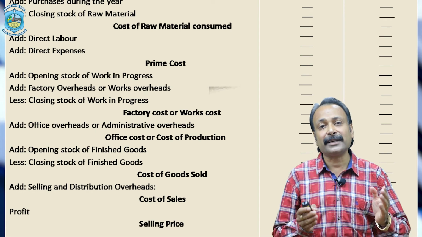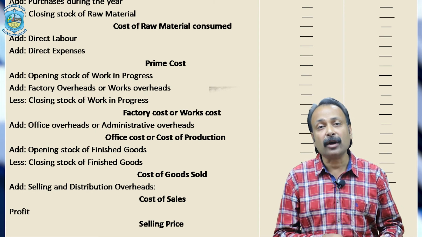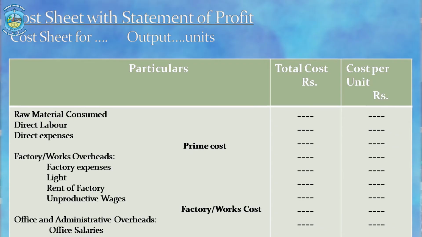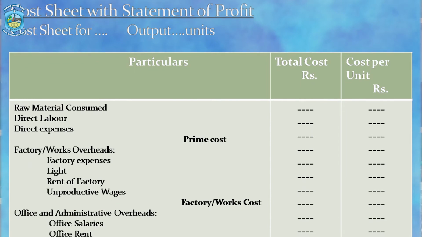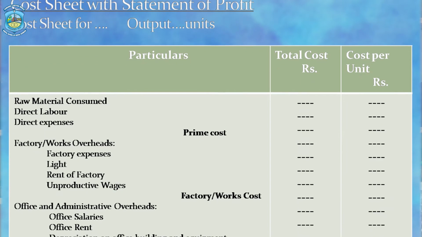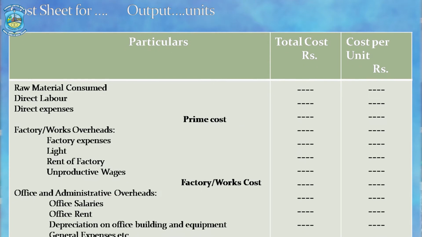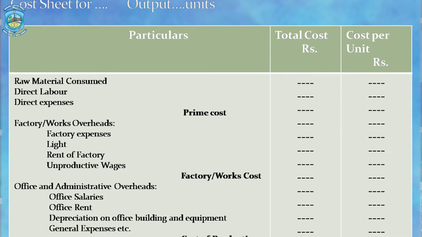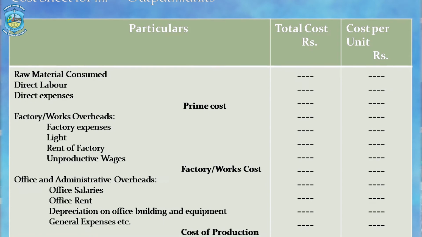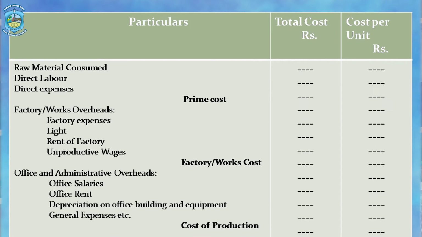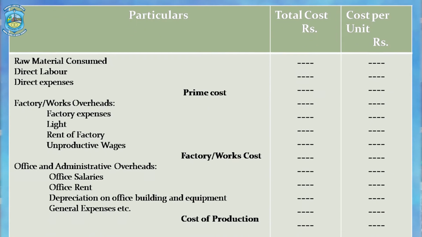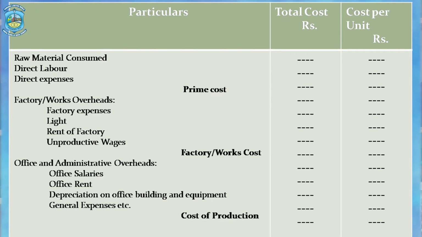So, when we have certain quantity as closing stock, we are going to prepare cost sheet with statement of profit. Under this, we are going to calculate the total cost of production in the similar manner. As you can see on your screen, we have particulars, total cost, and cost per unit columns. Under particulars, we add raw material consumed, direct labor, and direct expenses to calculate the amount of prime cost.